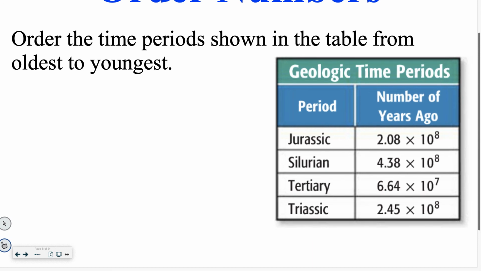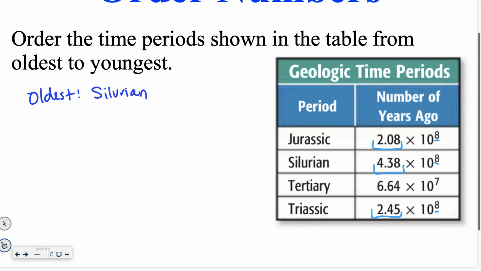So we have the Jurassic, the Silurian, the Tertiary, and the Triassic. Sorry if I mispronounced any of those. But if we look at these numbers, right off the bat, I want to go from oldest to youngest. So oldest means I'm looking for the biggest number. And I see that I have 3 exponents that have 8. Okay, 3 exponents with an 8. So that means I'm going to compare the 3 numbers being multiplied by 8. And I say, okay, out of those, which is the biggest? That'd be the 4.38. So the oldest would be the Silurian.